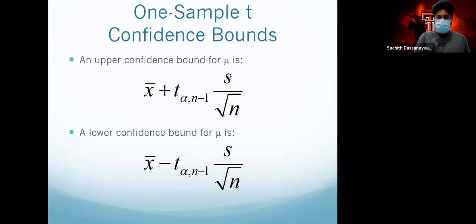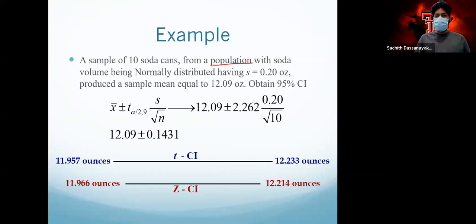Okay. Where did that guy come from? 2.262. It came from this value from the T table. This is the X bar. See, they have given this value from the T.